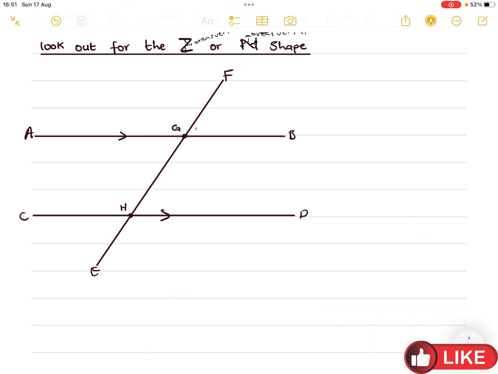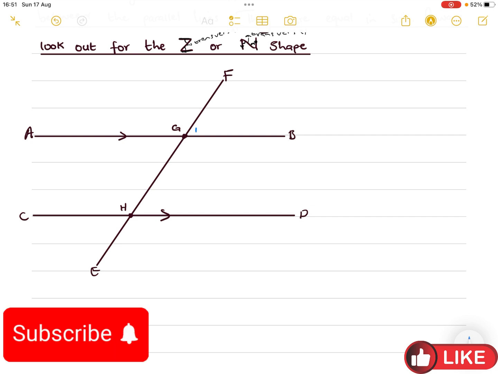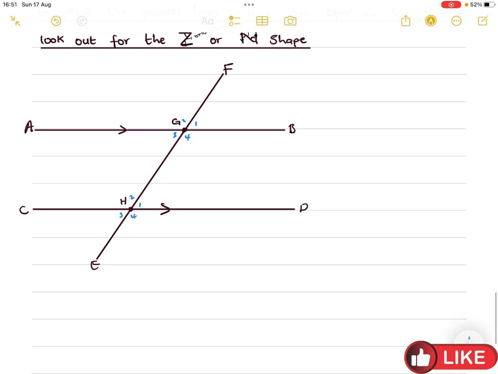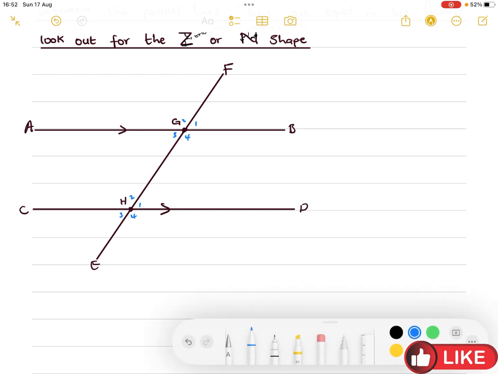Now I want us to look at this. I'm labeling this one as 1, this one 2, this one 3, and this one 4. When we want to look at the alternating angles, we said we are looking at a Z or N shape. In this case, are we having any N shape? No, we won't have an N shape because we are looking at parallel lines that are horizontal, and the transversal is the one that is diagonal.